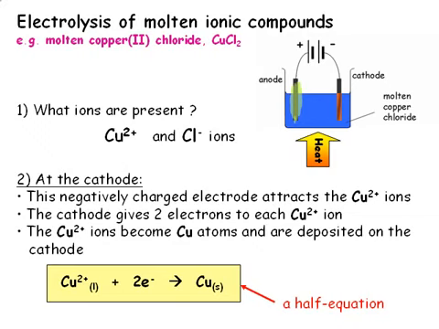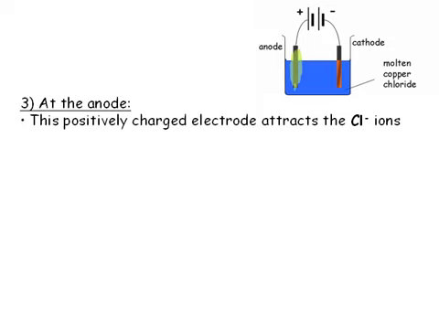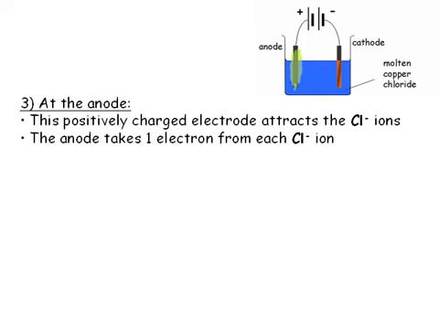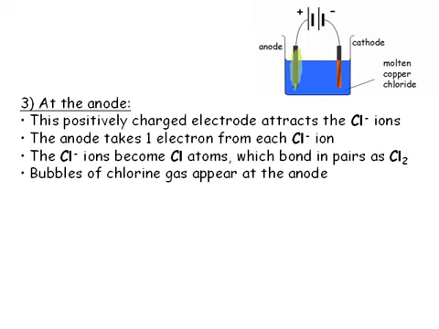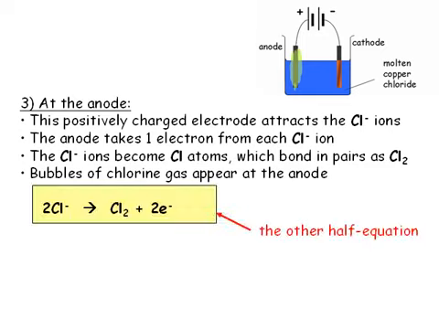We call this a half equation because the other half of the story is what's going on at the other electrode. The positive electrode has attracted the negatively charged chloride ions. Each chloride ion gives up 1 electron to become an uncharged chlorine atom. The chlorine atoms bond in pairs to form molecules of the element chlorine, so we see bubbles of pale green chlorine gas forming at the anode. We can use a half equation to show this too. 2 chloride ions turn into a chlorine molecule by giving up 2 electrons.